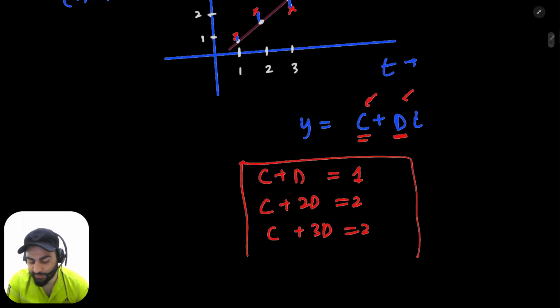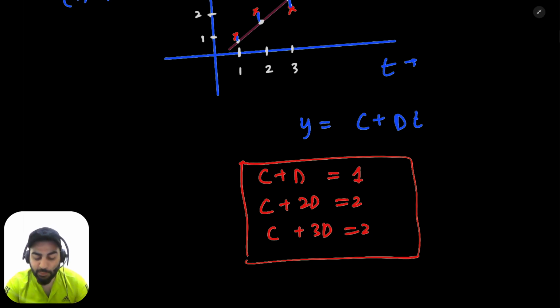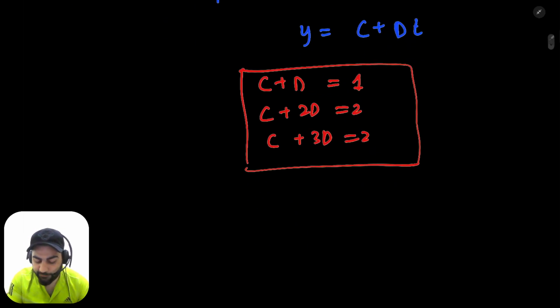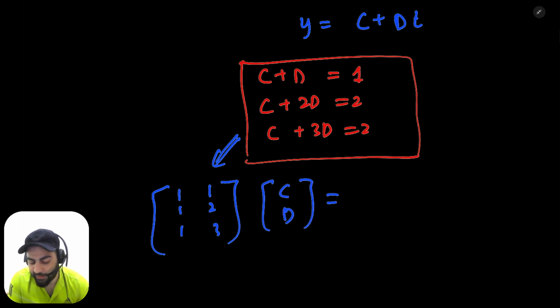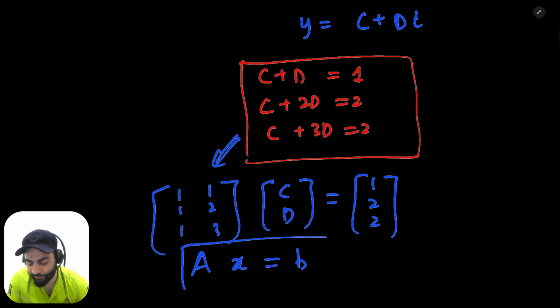And this is the generic equation, the equation of the line that we want to fit. Now clearly you can see that if you take a matrix out of this, the A matrix will be 1 1, 1 2, 1 3, and the X matrix will be c and d, and our B will be 1, 2, 2. This is our A, this is our X, and A X is equal to B.